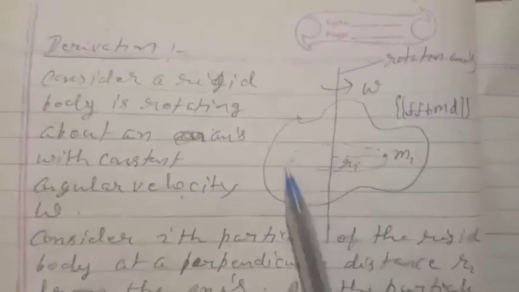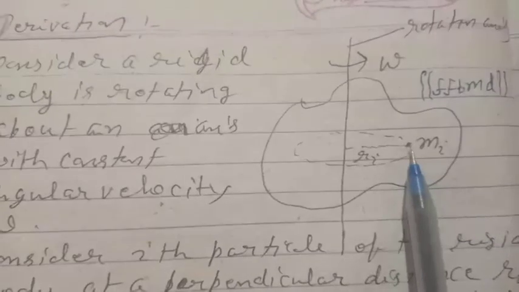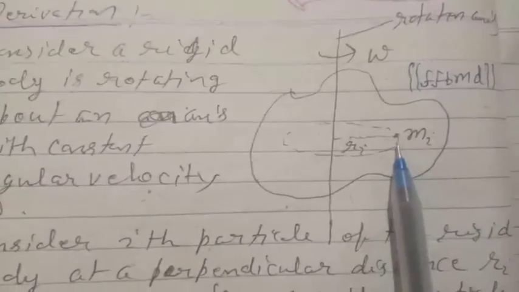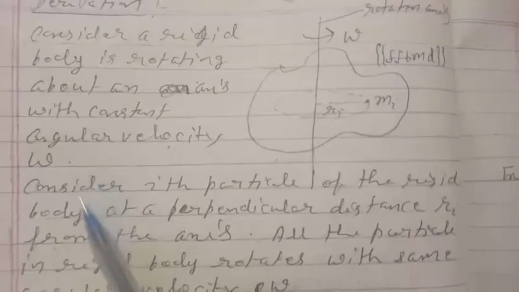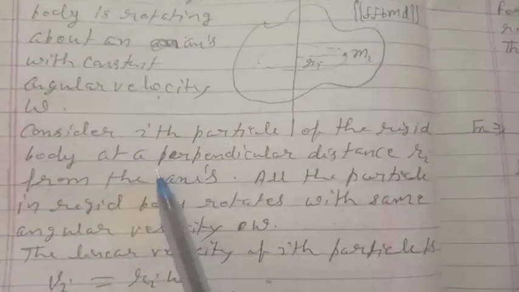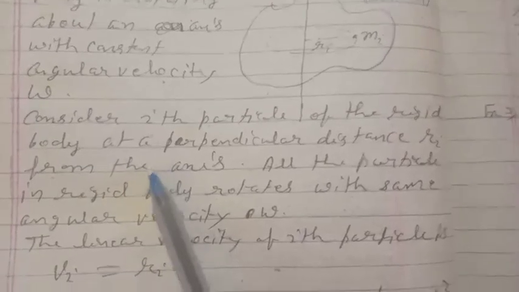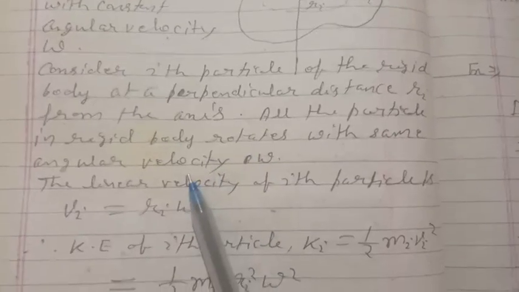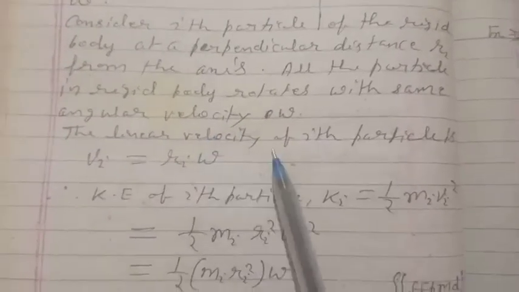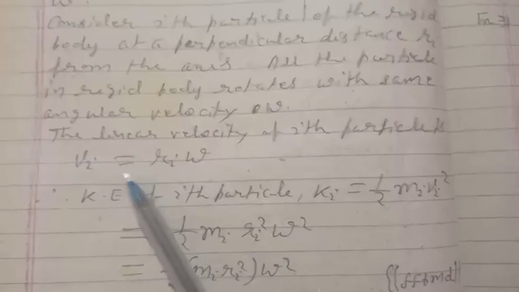Derivation. Consider a rigid body, in which the ith particle is at a distance ri from the rotation axis, and the mass of the particle is mi. Consider that the rigid body is rotating about an axis with constant angular velocity omega. All the particles in the rigid body rotate with the same angular velocity omega. The linear velocity of the ith particle is Vi equals ri omega.